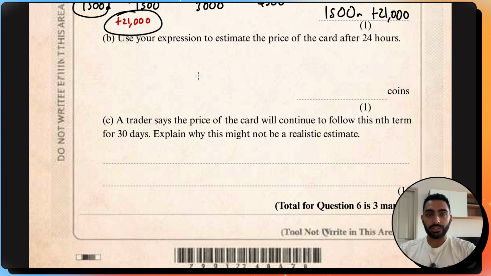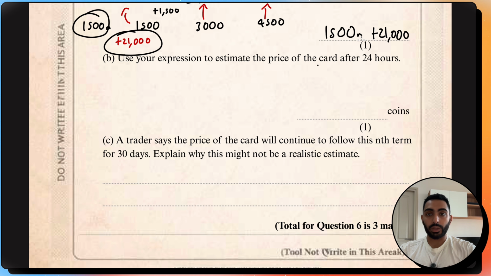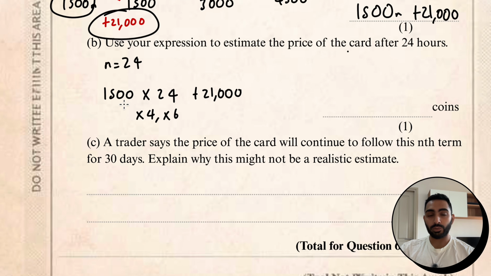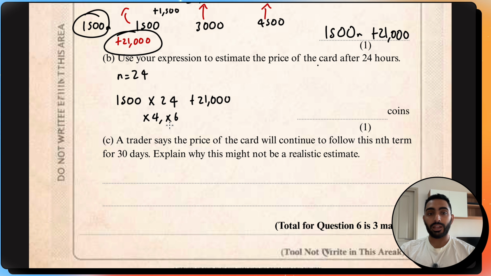Part B, use your expression to estimate the price of the card after 24 hours. We know the n is equal to the number of hours. N here is 24. We need to do 1,500 multiplied by 24, and then we're going to add on 21,000. Quick way you can multiply by 24: I'm going to split it up into times by 4 and then times by 6. 1,500 times 4, if you double it twice, it'd be 3,000 and then 6,000. And then 6,000 times 6 would be 36,000. Plus the 21,000. 30 plus 20 is 50. 57,000 coins.